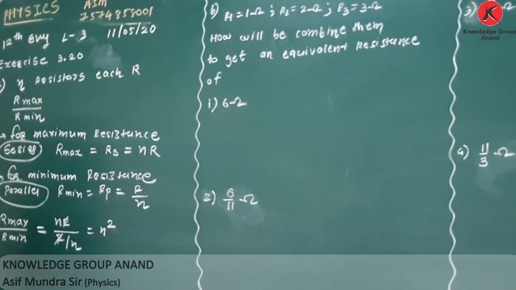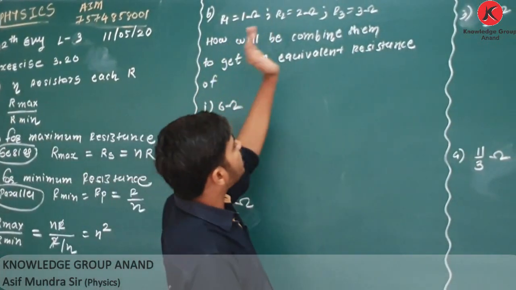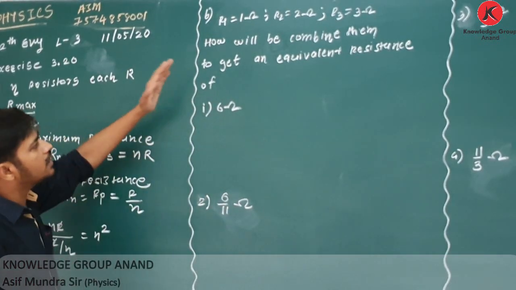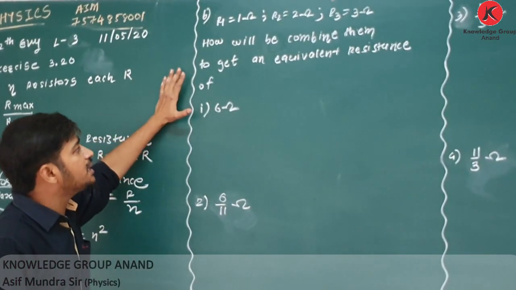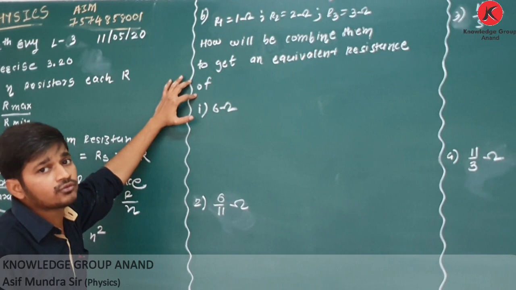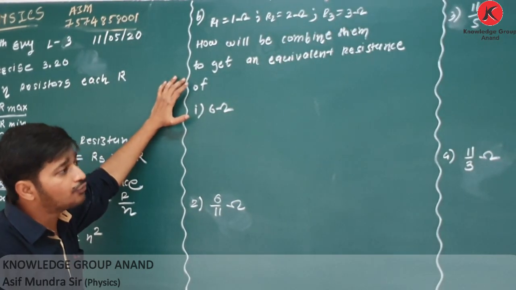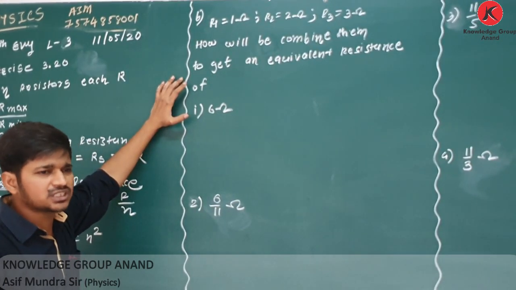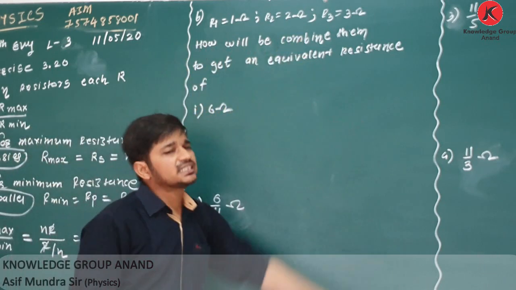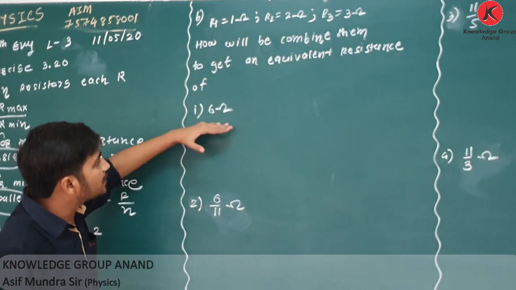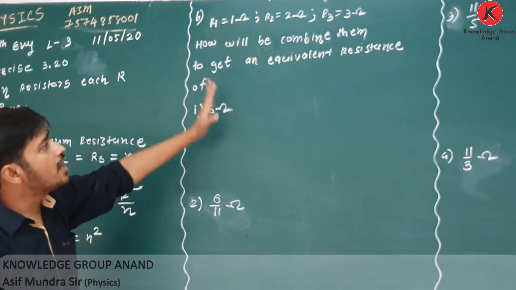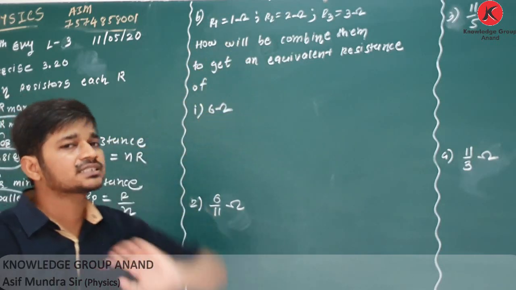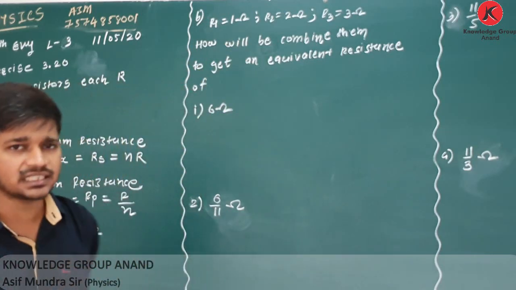You are given three resistors, 1 ohm, 2 ohm and 3 ohm. How will we combine them to get an equivalent resistance of the required value? You have to solve 4 questions. What is the question? You are given 3 resistors. If I want an equivalent resistance of 6 ohm, then how do I combine these 3 resistors?